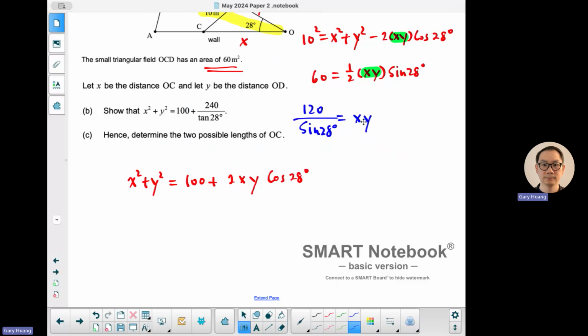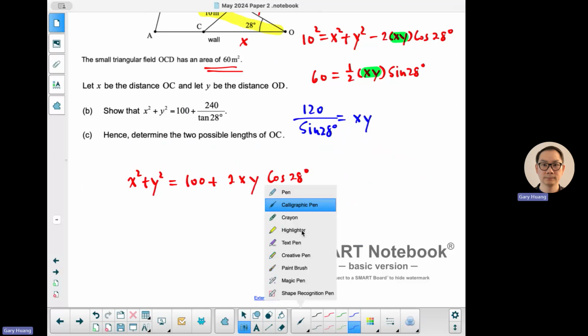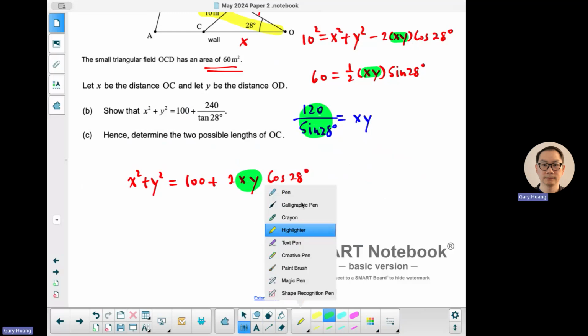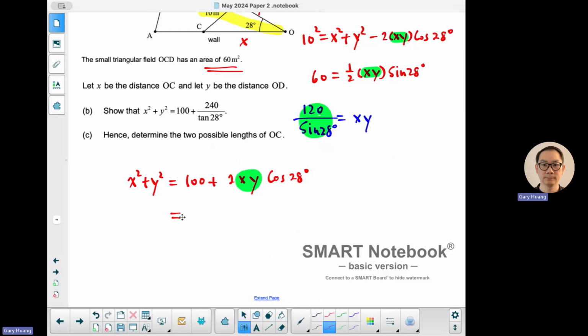So I'm going to be substituting this 120 over sine 28 degrees in for xy. So this is going to equal 100 plus 2 times 120 over sine 28 degrees. And you can see that's how you get the 240.